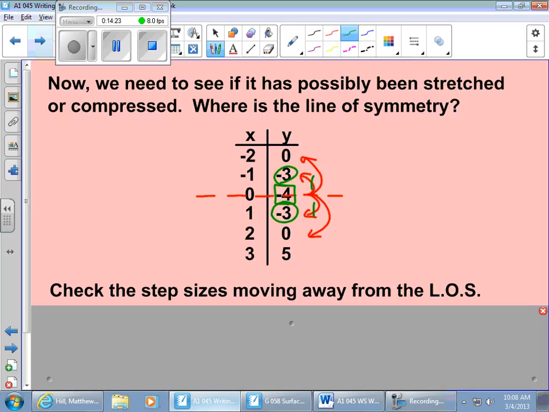Isn't that what the parent function is supposed to do? When it changes 1 on the x-axis, it changes 1 squared on the y-axis. So 1, 1. That's right.